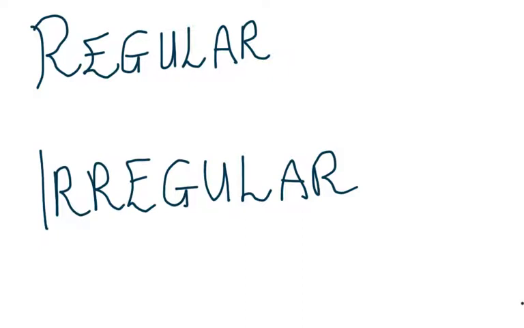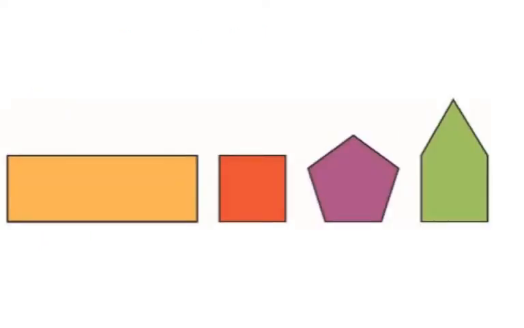Okay, now we've looked at polygons, we're going to look at those 2 words, regular and irregular. Do you know what those mean in terms of shapes? We're talking about 2D shapes here. Let's have a look at these shapes. Can you tell me which are regular and which are irregular?